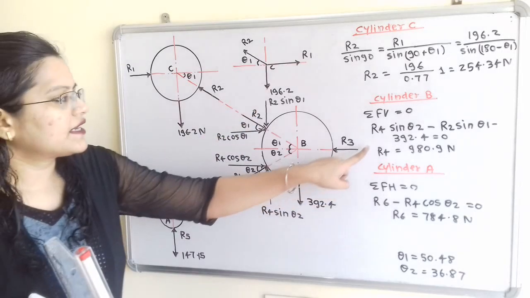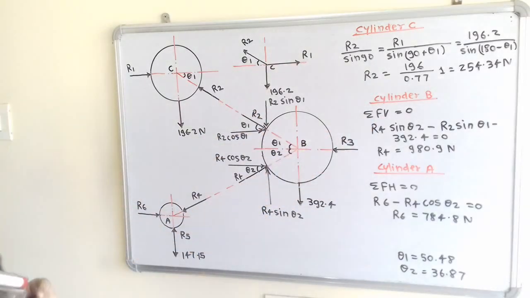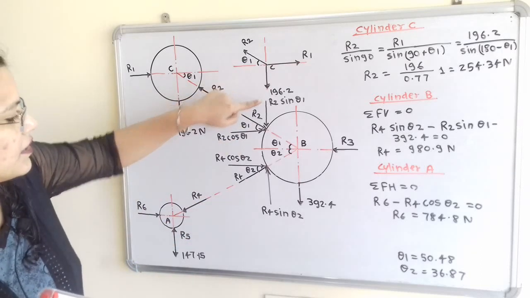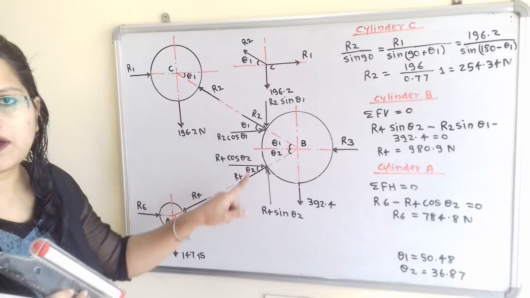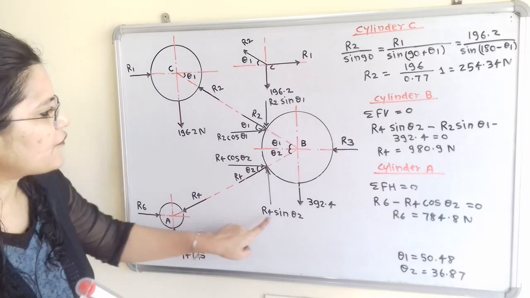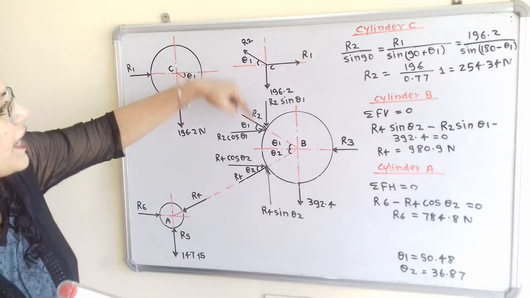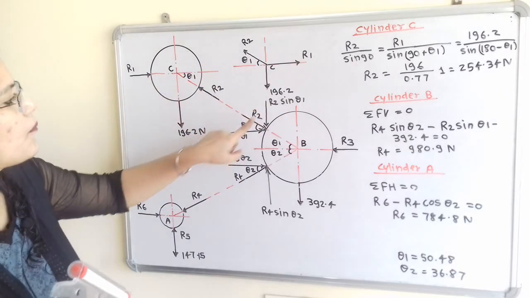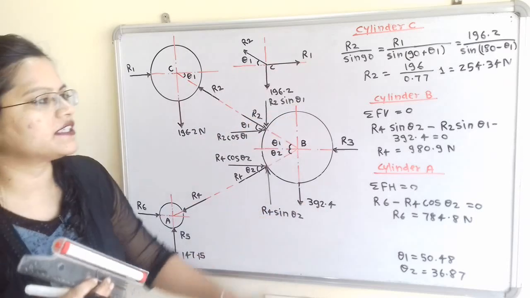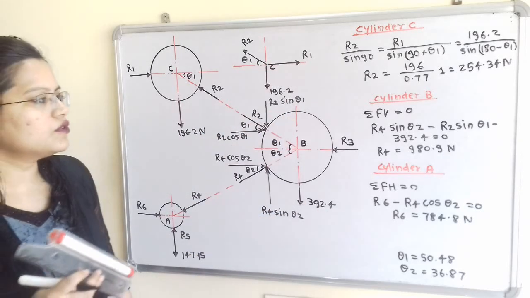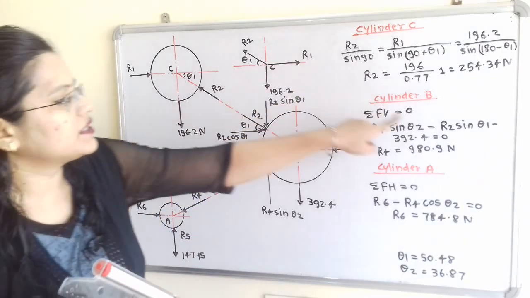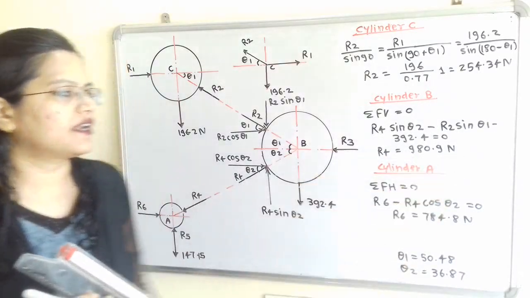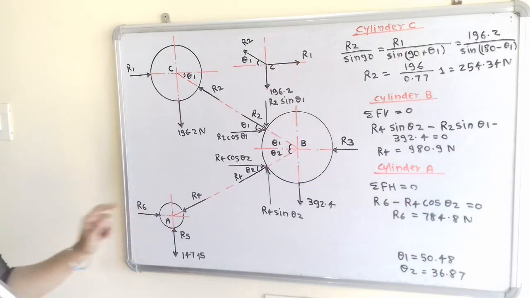Now we will take summation of all vertical forces is equal to 0. So vertical forces are this R4 sin theta 2, direction is upward, so we will take positive sign. R4 sin of theta 2. Now R2 sin of theta 1 having negative direction because it is in downward direction. So minus R2 sin theta 1 minus 392.4 is equal to 0. Now in this case R2 is known and we have to find out R4. So R4 is equal to 980.9 Newton. Now we will move to the cylinder A.